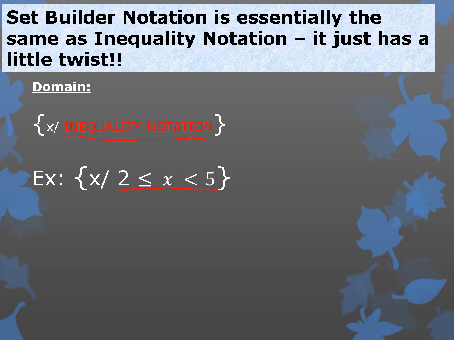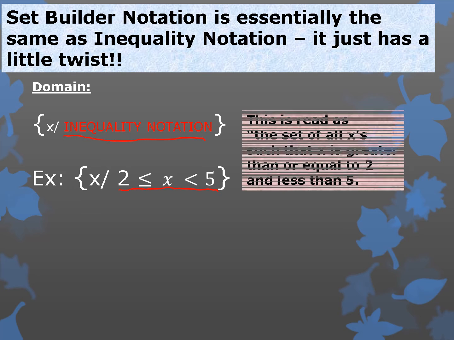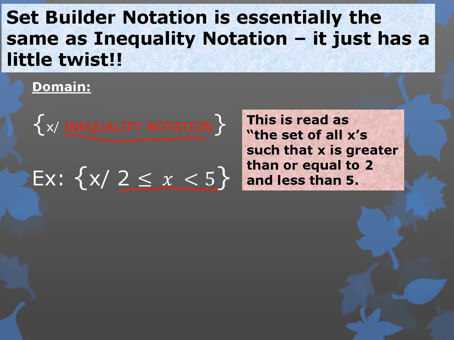But let's look at how that's actually read, okay? Because you're not going to say birdie brace X slash inequality notation. There's a proper way to read this. So it is read as the set of all X's such that X is greater than or equal to 2 and less than 5. So you're probably like, what?